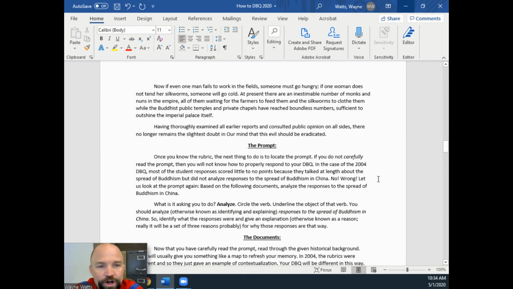Now, if even one man fails to work in the field, someone must go hungry. If one woman does not tend her silkworms, someone will go cold. At present, there are an inestimable number of monks and nuns in the empire, all of them waiting for the farmers to feed them and the silkworms to clothe them, while the Buddhist public temples and private chapels have reached boundless numbers, sufficient to outshine the imperial palace itself.